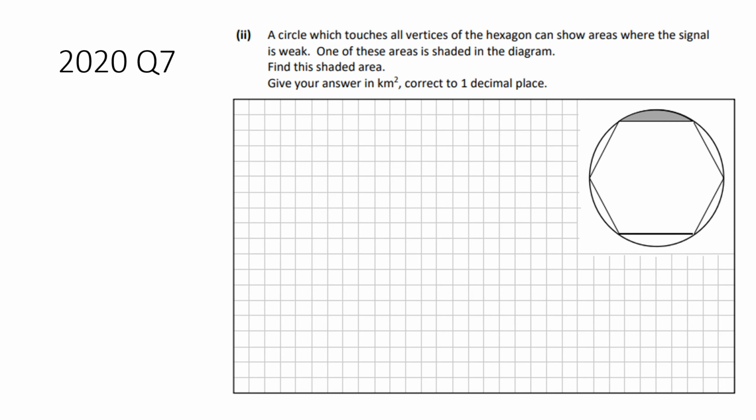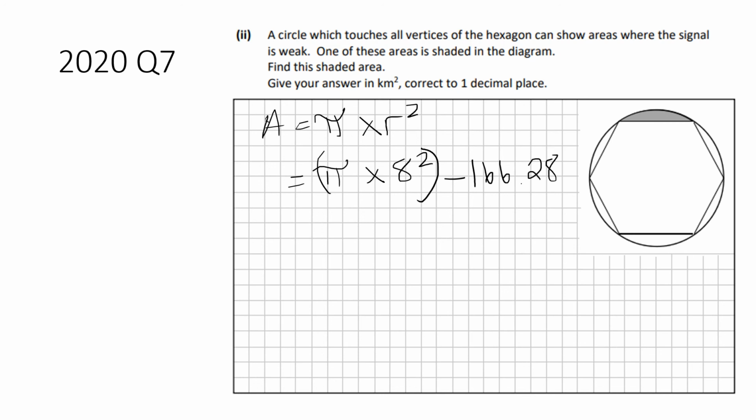Part 2 then. The circle which touches all vertices of the hexagon can show areas where the signal is weak. One of the areas is shaded in the diagram. Find the area of the shaded part. So if you find the area of the circle, that's pi times 8 squared. And then if you take away the area of the hexagon, which is 166.28, that'll give you 34.78. That gives you the area of the shaded parts all around the hexagon between the circle.